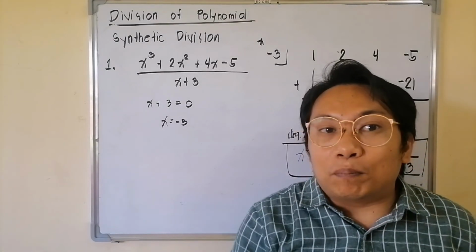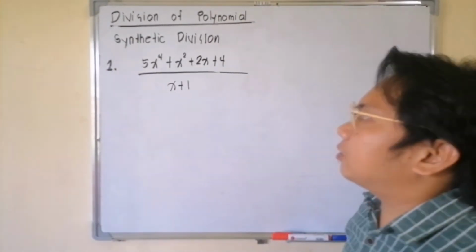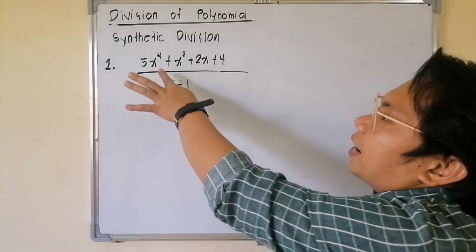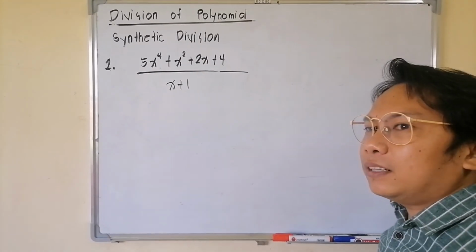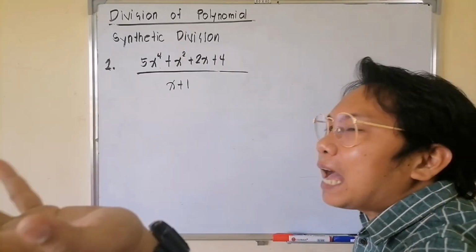Let's have example number 2. In example number 2, you have 5x to the 4th plus x squared plus 2x plus 4 over x plus 1. Our highest exponent here is 4. Is it written in standard form? Yeah, x to the 4th, but we have no x cubed, so we will add 0.